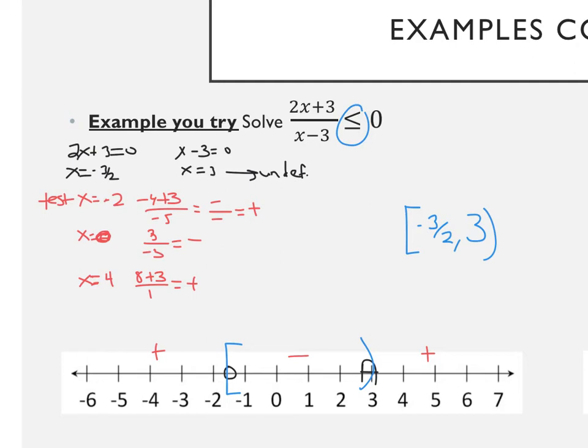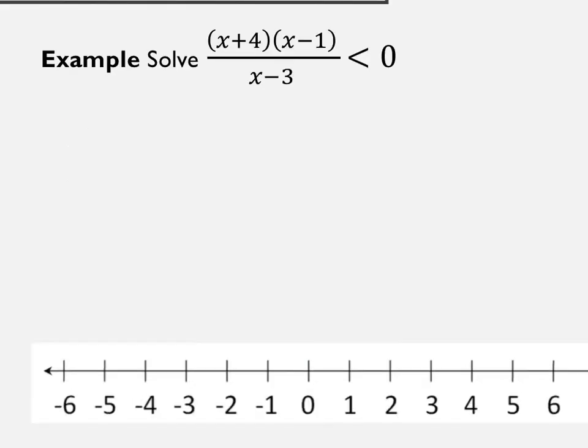Okay, so for this example, you should get a straight bracket around the -3/2 and a parenthesis around the 3. And the reason being, if I set x minus 3 equal to 0 in the denominator of the function, it isn't undefined.